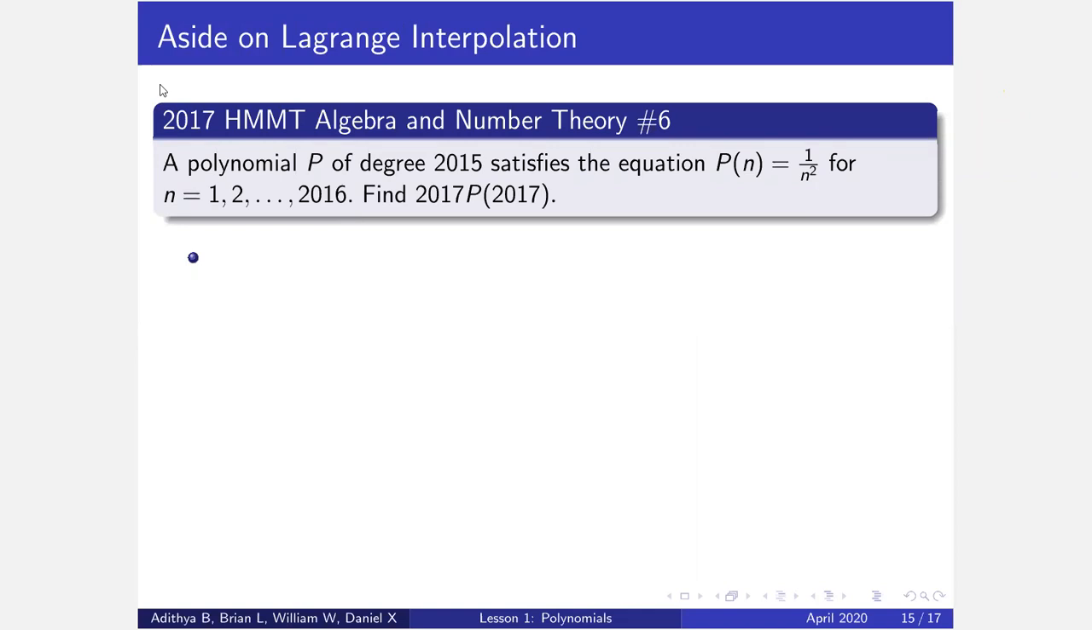So we'll be doing this problem, which is just one of a general set of problems which give you a polynomial P that takes a nice value for a bunch of different inputs and want you to find P. Here we have a polynomial P of degree 2015, and P of n is 1 over n squared for all integers from 1 to 2016. We want to find 2017 times P of 2017. I'll give you some time to think about this.